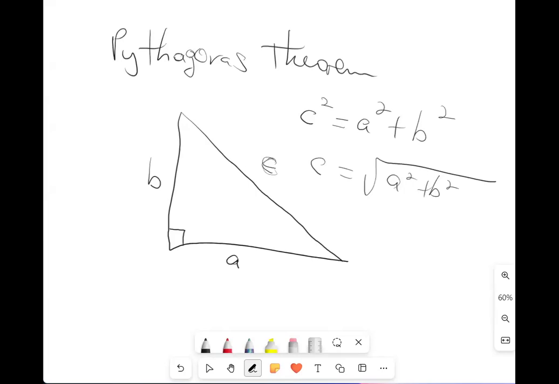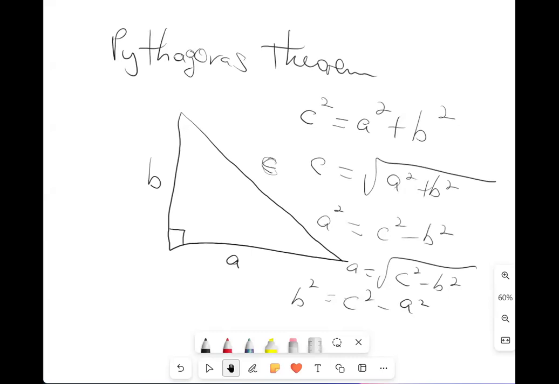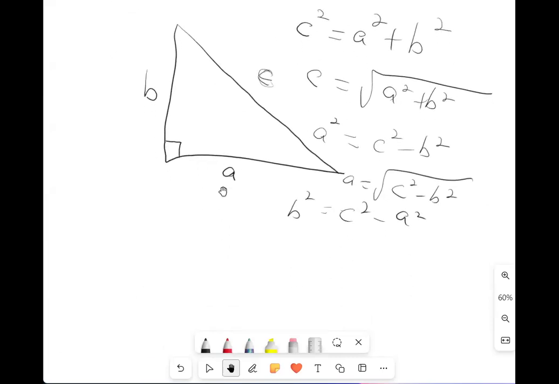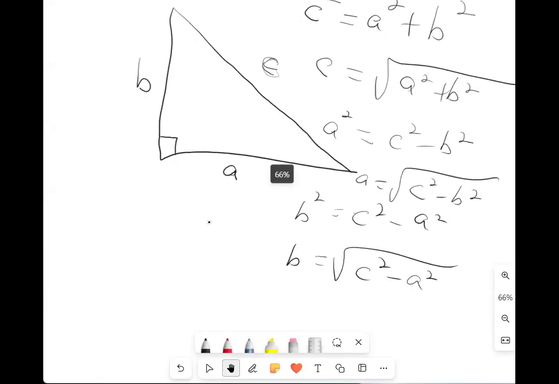If you were to rearrange this now, you can get A square is equal to C square minus B square. Or you can get it as A equal to the square root of C square minus B square. And further, B square is equal to C square minus A square. You can have it as B equal to the square root of C square minus A square. Well, all those are versions of the Pythagoras theorem.